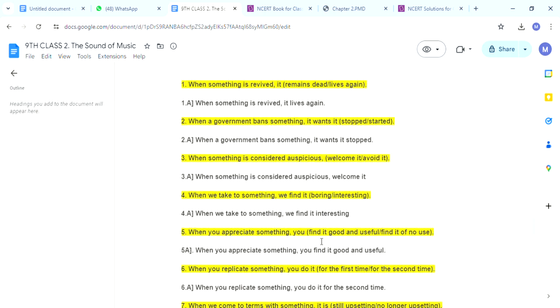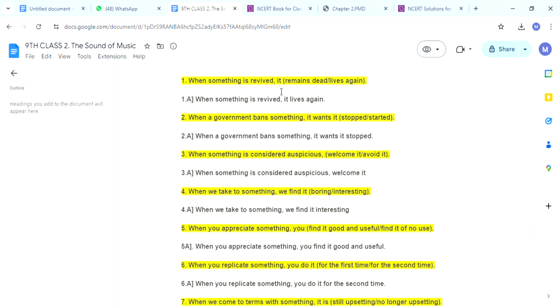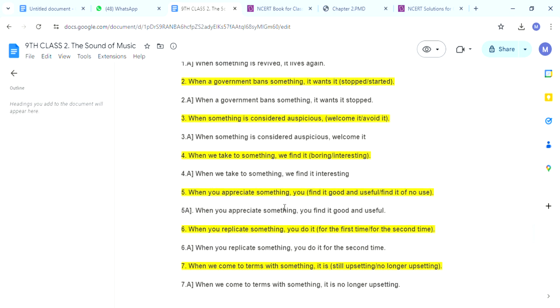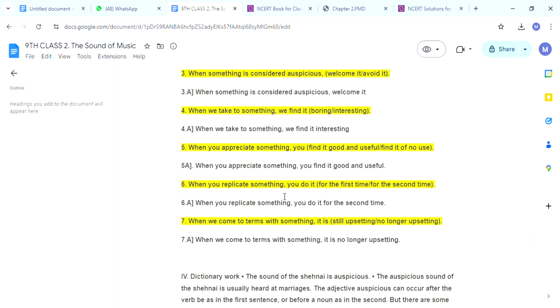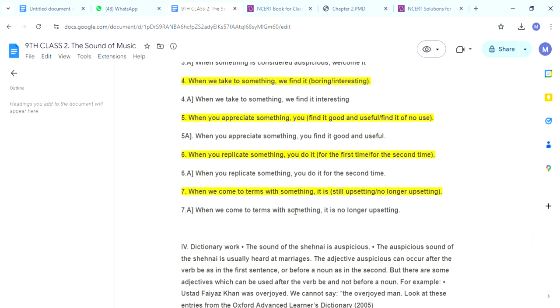Pick the right answer. When something is revived, it lives again. When a government bans something, it wants to stop it. When something is considered auspicious, we welcome it. Fourth one, when we take to something, we find it interesting. When you appreciate something, you find it good and useful. When you replicate something, you do it for the second time. When we come to terms with something, it is no longer upsetting.